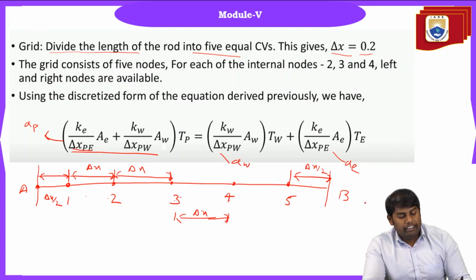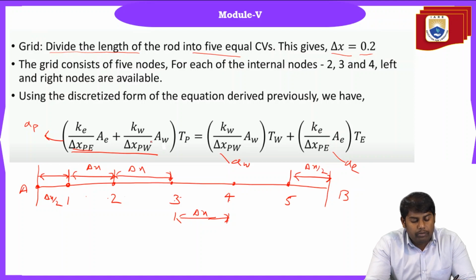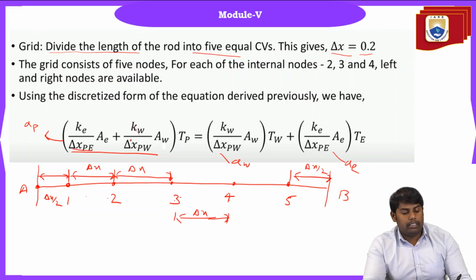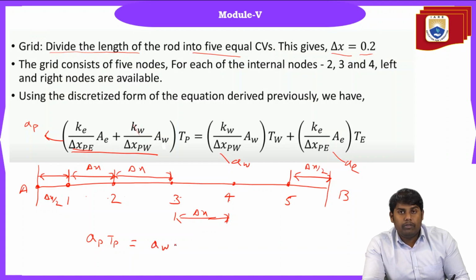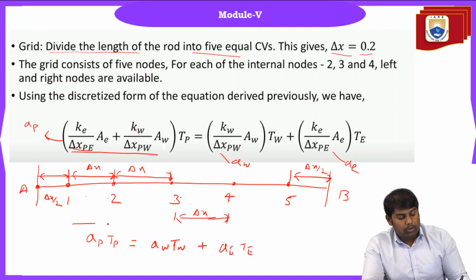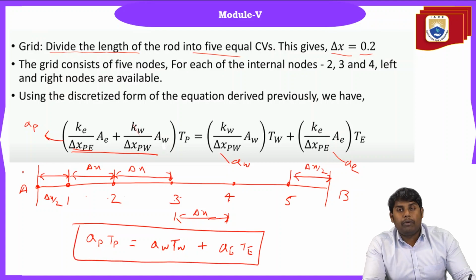Fine. So when you have the wall, what we assume is that we take the source term as 0. In this source term we'll take this 0 on the left boundary. We'll see it in detail. So which is AP TP is equal to AW TW plus AE TE. So in this way we are formulating it.